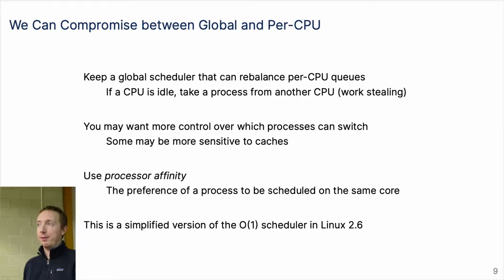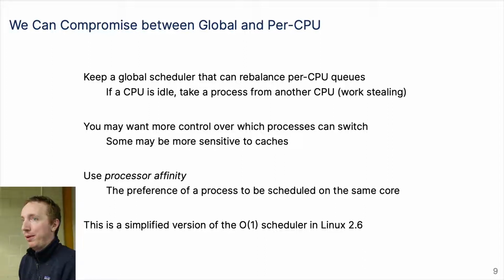But you can make a compromise. That sounds like it has a fairly easy solution. You can detect if there's an idle CPU. So you'd have a global scheduler that essentially rebalances the per CPU cores. If one of the CPUs is idle, it can take a process from another CPU, which is called work stealing, and give it to the idle CPU so it has something to do.